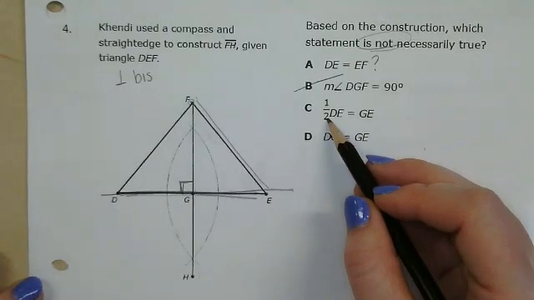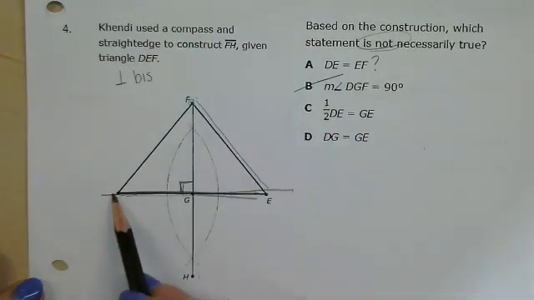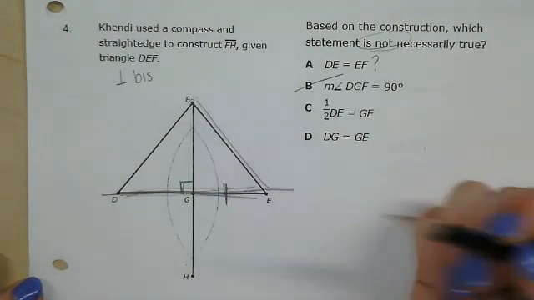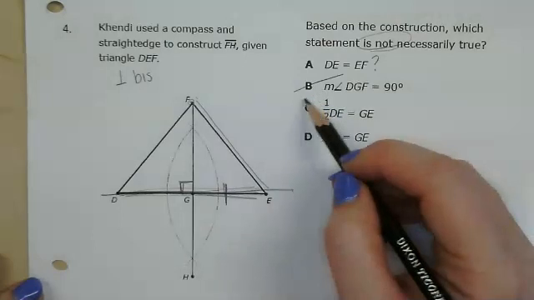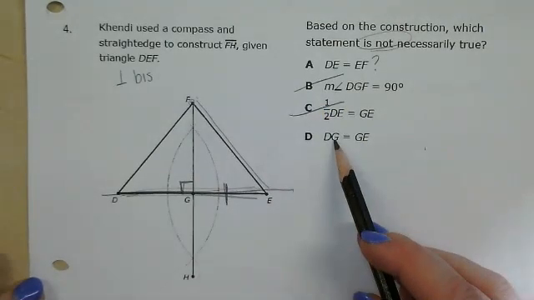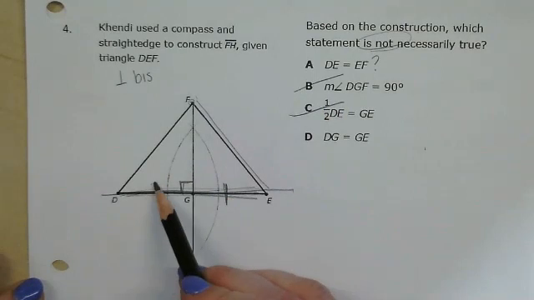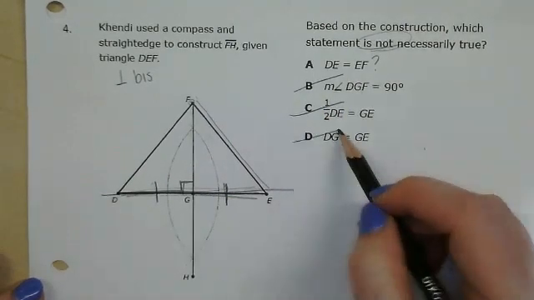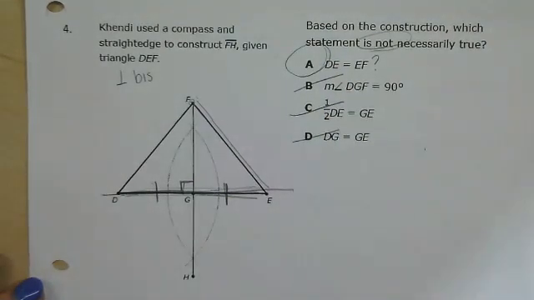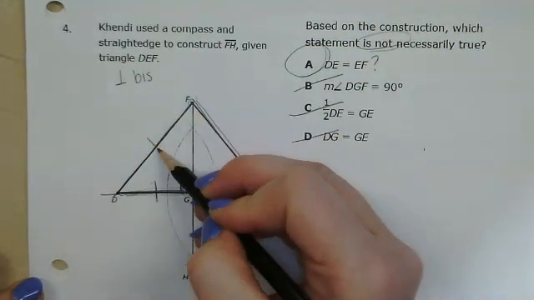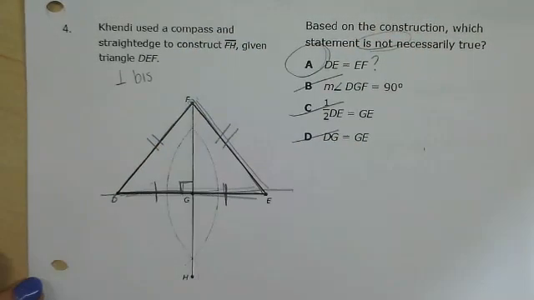Well, if this is a perpendicular bisector, it says that DE, the bottom line, if you half it, would be equal to GE, this portion right here. Would that be true? Yeah. Then it says that DG, this portion here, is equal to GE, this portion here. Would that be true? Yeah, so it would have to be A. We do know if this is a perpendicular bisector that FE and DE should be congruent, but we don't know for a fact that it's also congruent to DE.